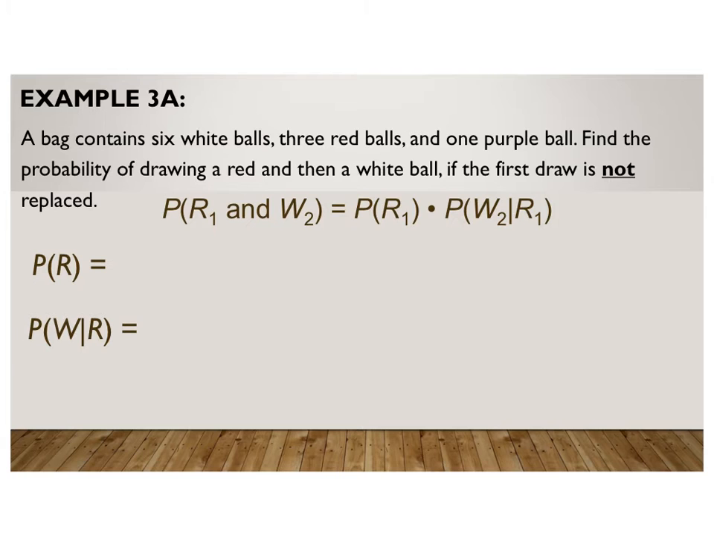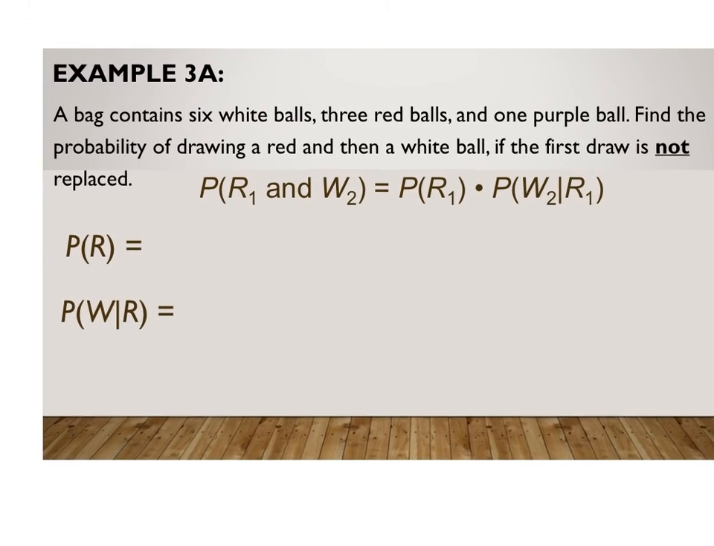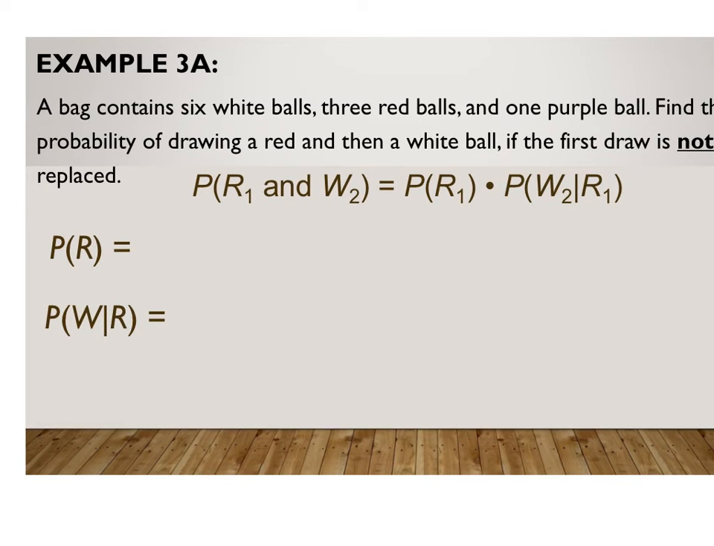All right, so a bag contains 6 white balls, 3 red and 1 purple. Same bag. Find the probability of drawing a red and then a white ball if the first draw is not replaced. So we're not putting it back in. So this is that whole dependent thing. So we're going to use this given formula here.